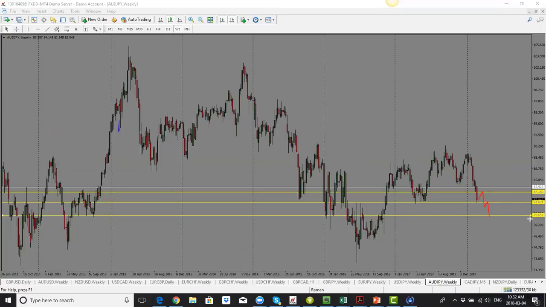And my target is 79.65, coming all the way back from there. So biases to the downside for this as well.